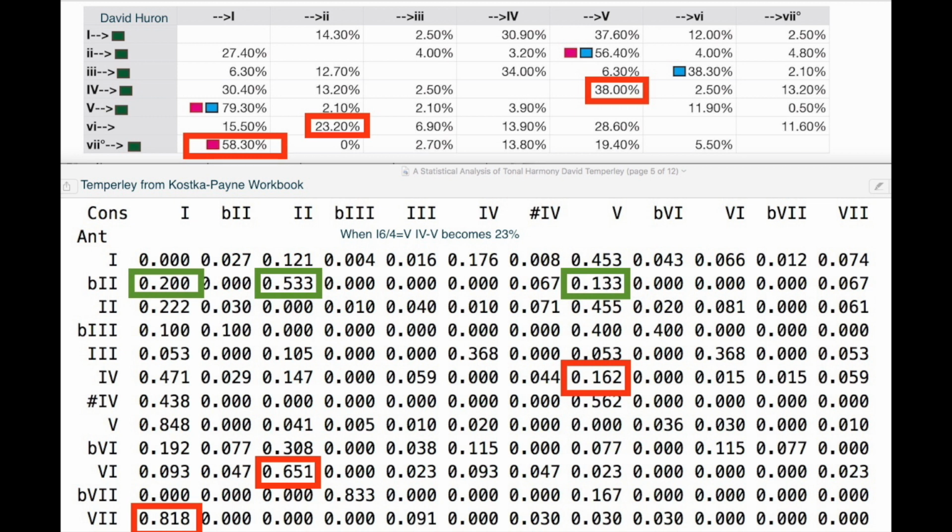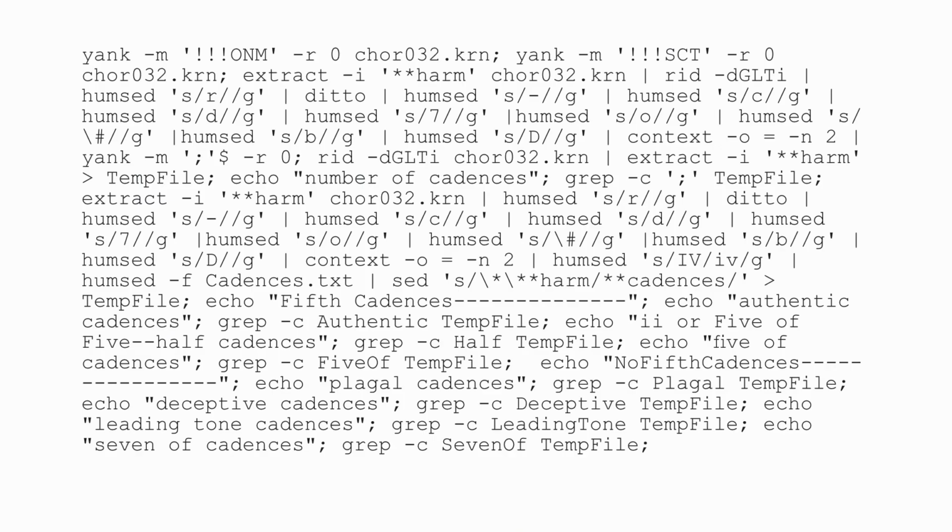Amongst the 3 studies, a norm begins to emerge. The dominant tonic relationship is overwhelmingly important. I suspect that this has something to do with cadences. I wrote a new computer program to test this idea.